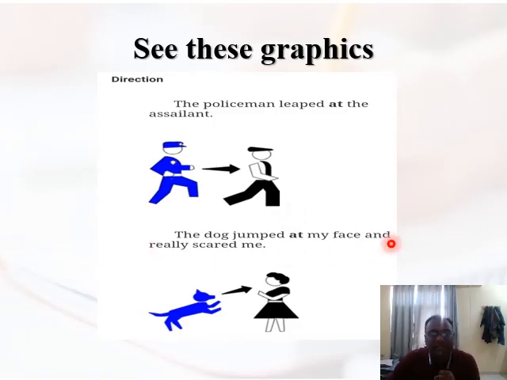The dog jumped at my face and really scared me. Now here the dog is being seen and it is said that the dog jumped at my face. At my face. By using at, actually we are indicating the specific part of our body, that is face. So that's why the dog jumped at my face, not in my face, at my face. That is the specific part of our body and really scared me.